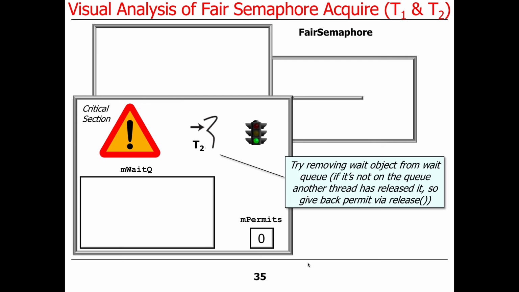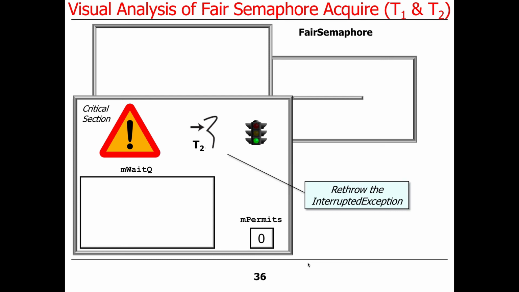So you're going to have to do that, and then you're going to try to remove the wait object from the wait queue, but it may not be on the queue. That means you're going to have to do it in a non-blocking way, because it may have been taken off by the release method. We'll talk more about that later. So you've got to be very careful. If you can get it off, that's great. If you can't, don't block, because you'll be in big trouble. And then after you do that, you rethrow the interrupted exception.